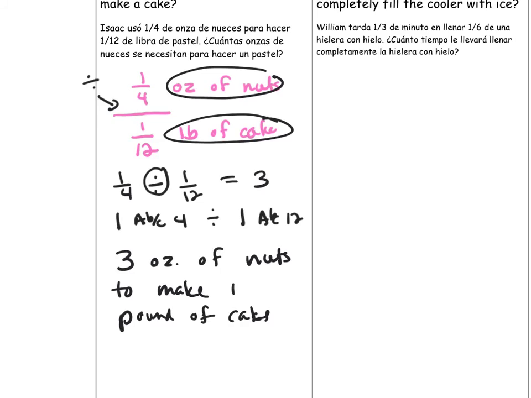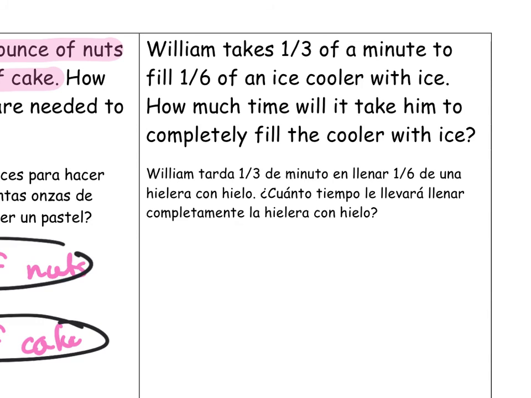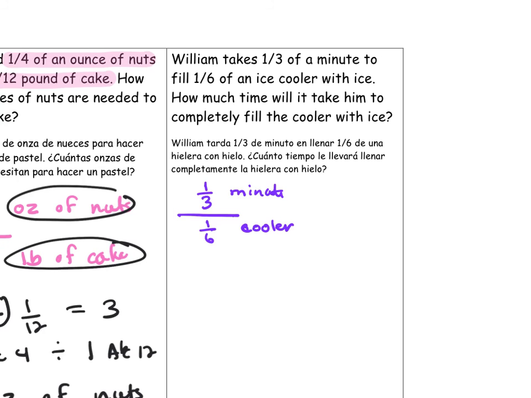So now what I'd like you to do is please try this next one on your own. Let's read through it. It says William takes 1/3 of a minute to fill 1/6 of an ice cooler with ice. How much time, we're talking in minutes, will it take him to completely fill the ice cooler with ice? So please set this up yourself. How do you think this should be set up? So this should be 1/3 of a minute over 1/6 of the cooler.